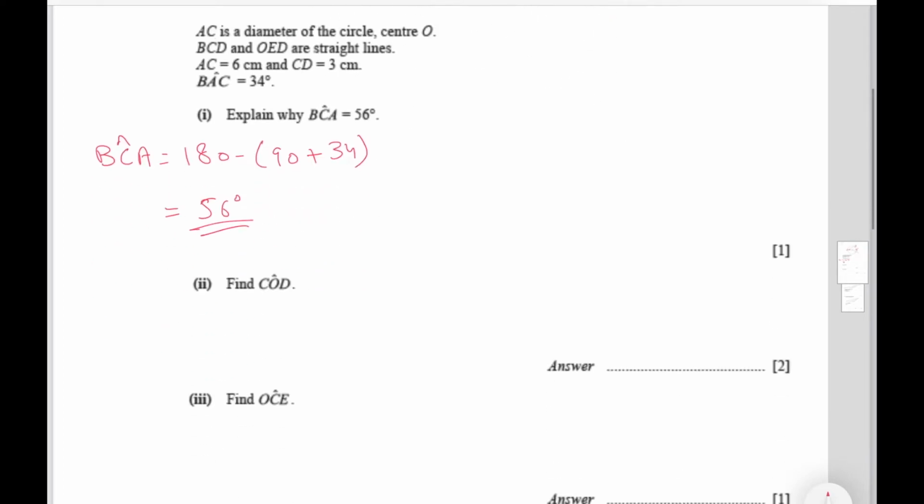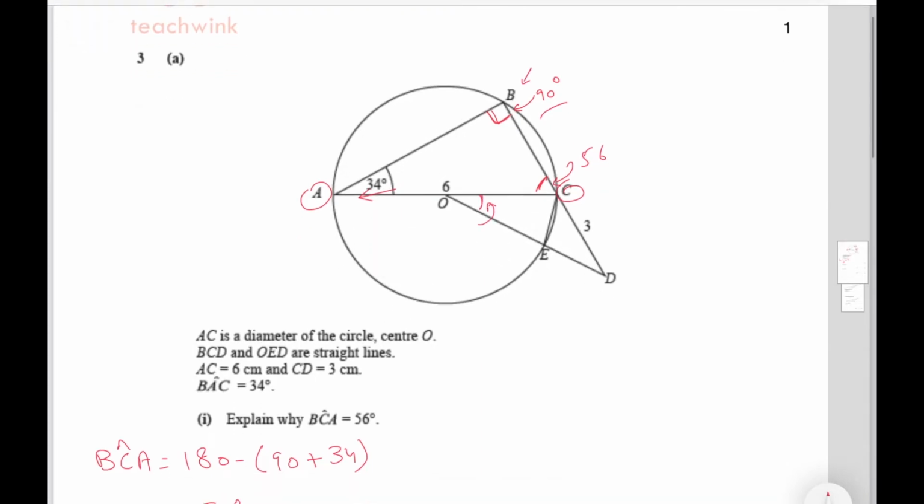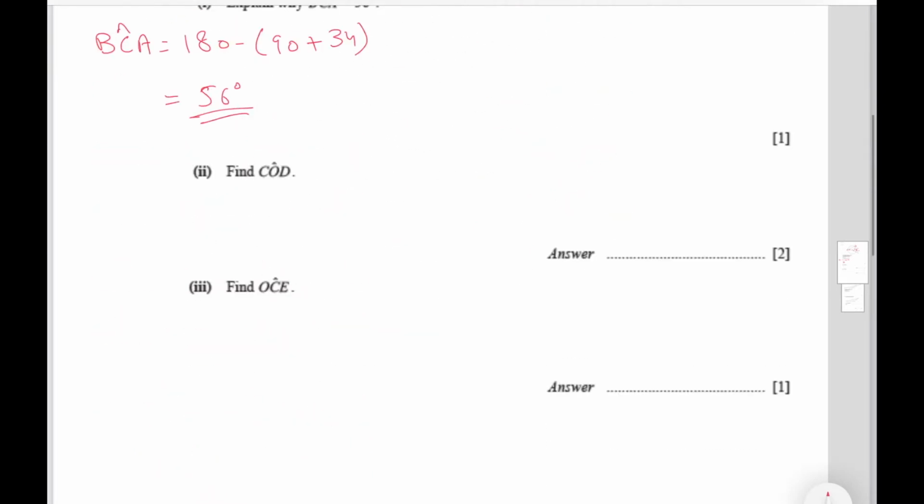The next part says find COD. They're asking us to find this angle right here. If you read the question carefully, CD is 3 centimeters. This line over here, the radius, is also going to be 3. So since CO is 3 and CD is 3, this makes COD an isosceles triangle. If we find this angle right here, this will make our work easier. How do we find angle OCD? Angle OCD is going to be 180 minus 56. 180 minus 56 gives us 124.